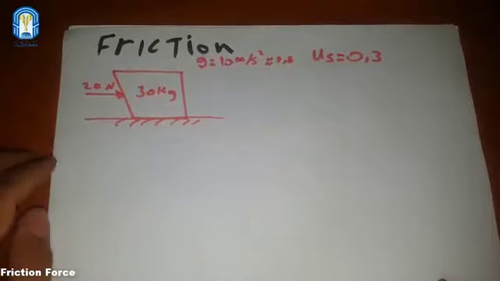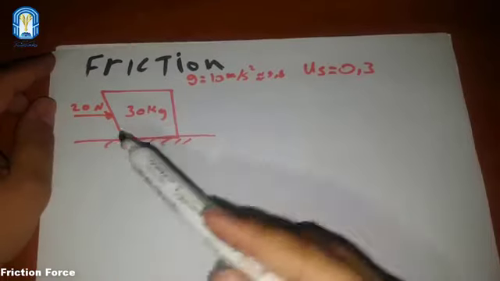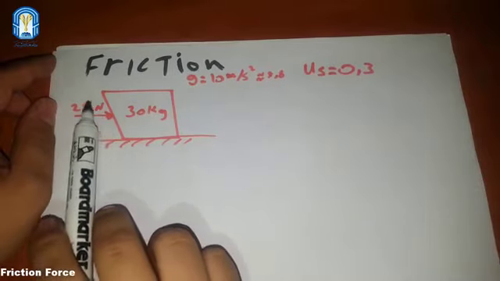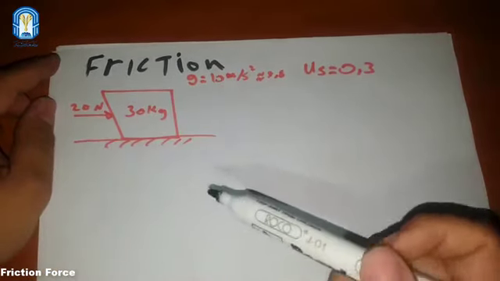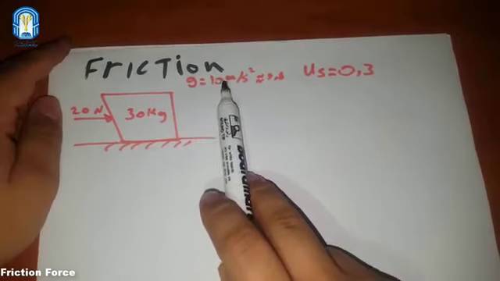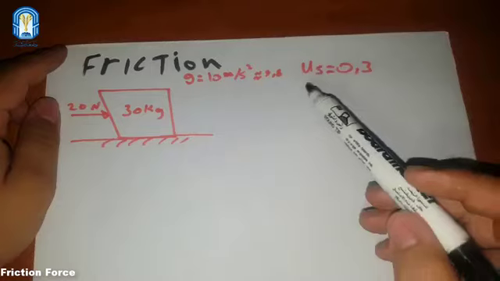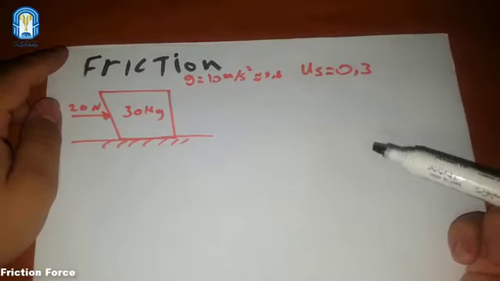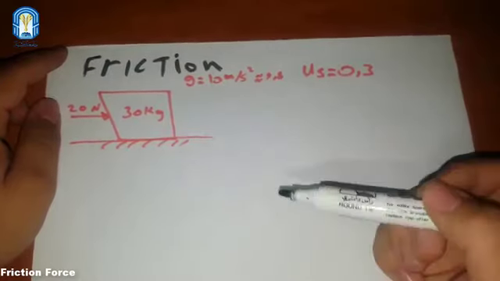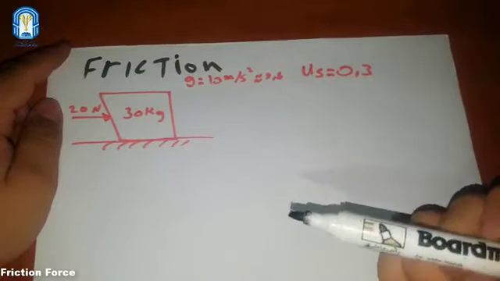Okay, we now have simple questions. In these questions, you see there's a box, the mass is 30 kilograms, and there's a force over here of 20 Newton. We know the gravitation of Earth is 9.8, but we take it as 10 in this question, and mu is 0.3. We want the minimum force to move this box.